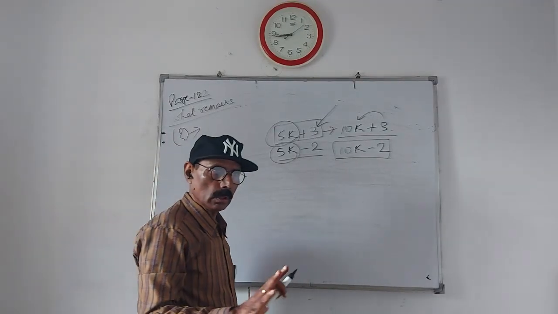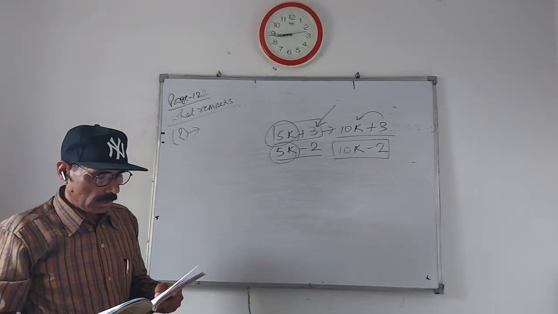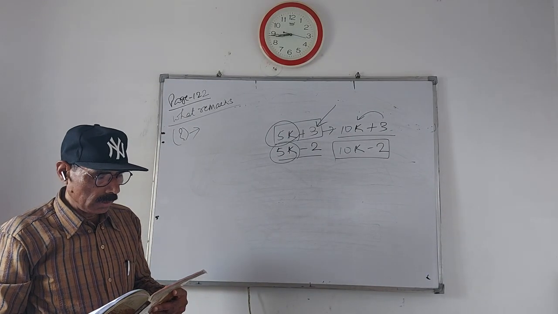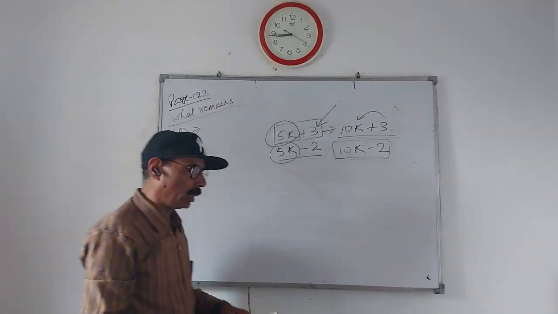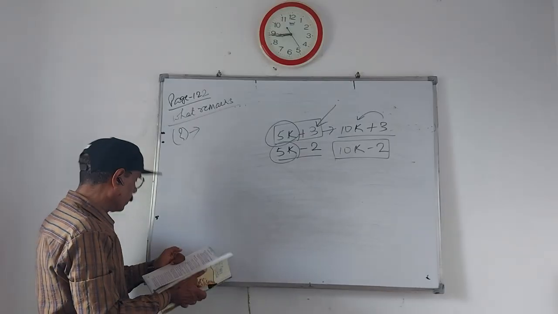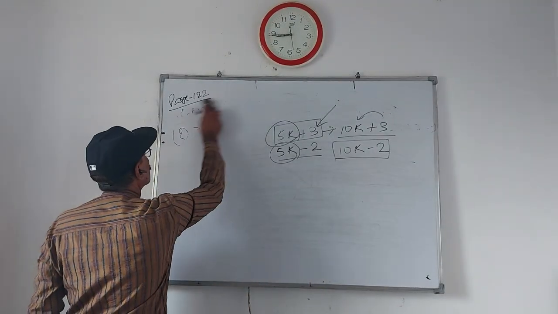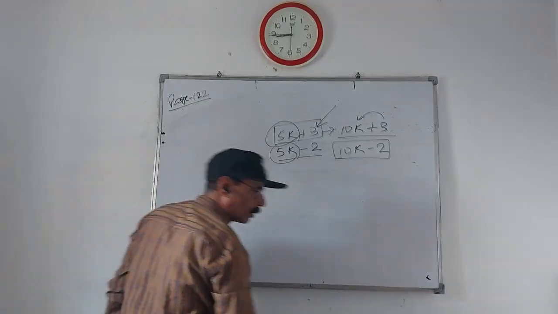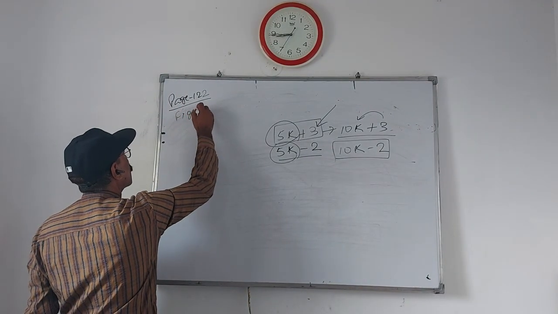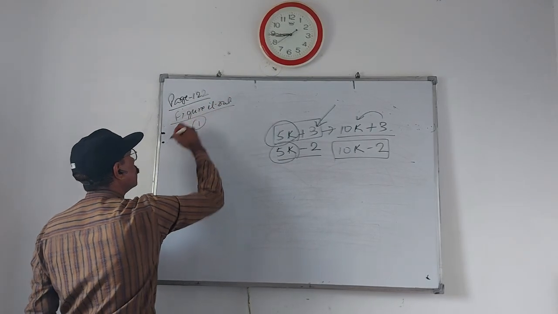Understood? Next. Figure it out. The sum of 4 consecutive numbers is 34. What are these numbers? Very easy, no? Sum of 4 consecutive numbers. Figure it out, question 1, page number 122.